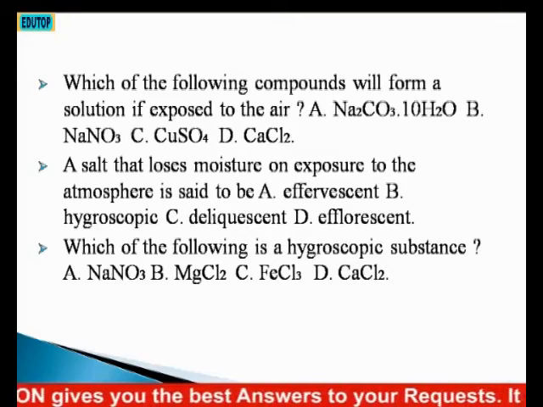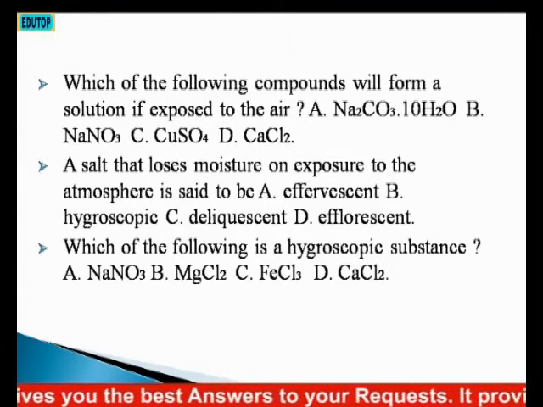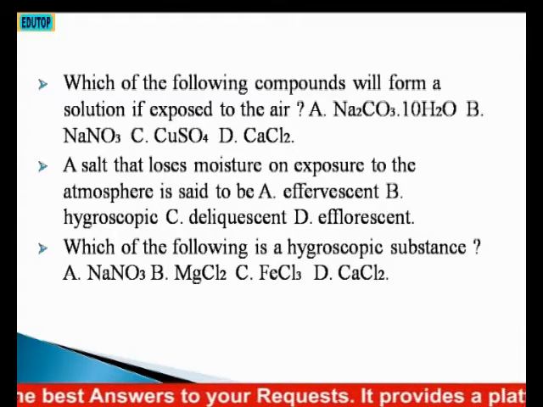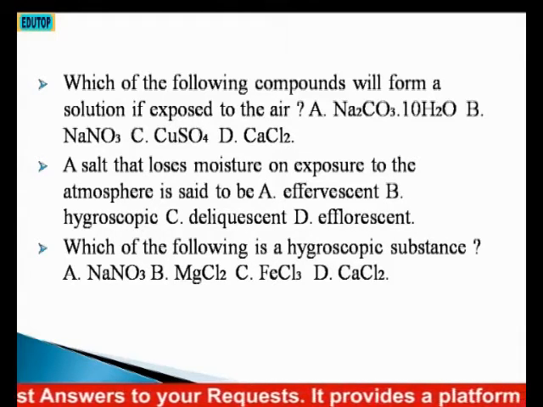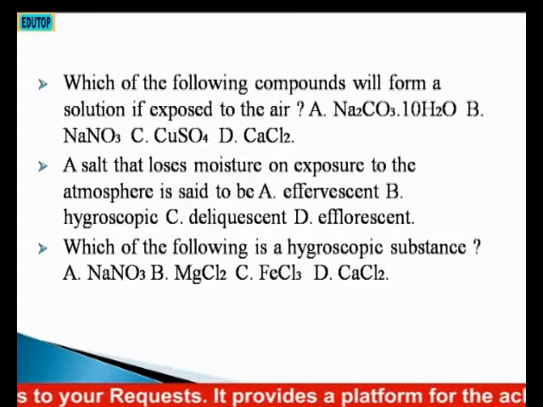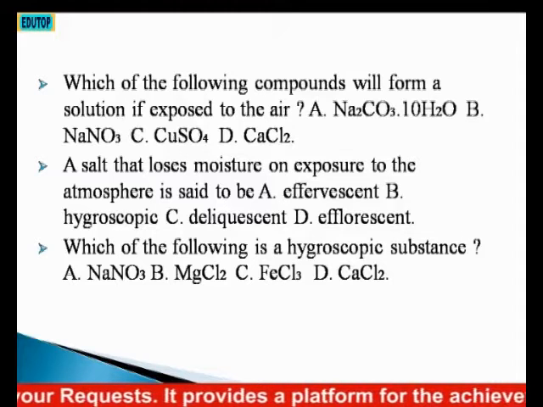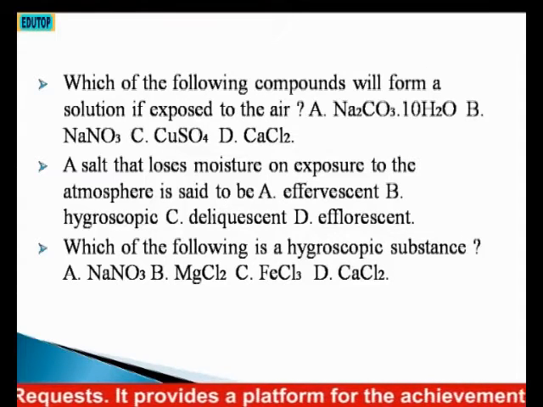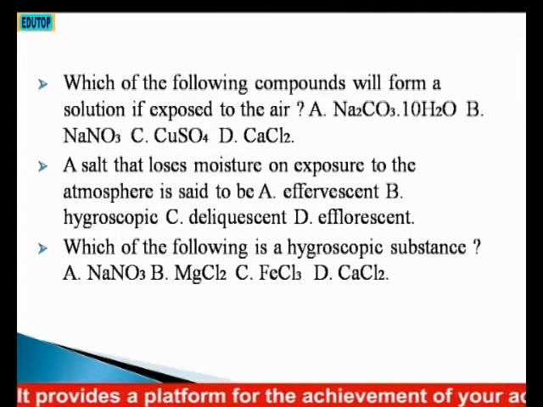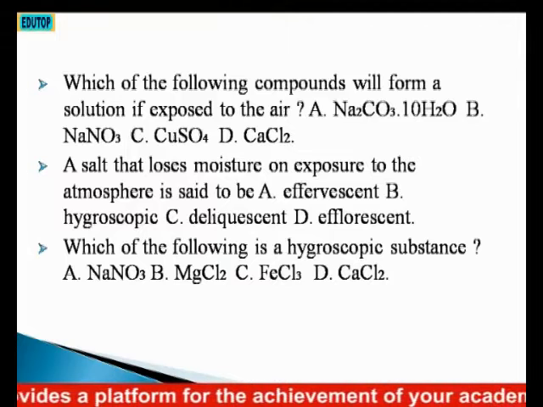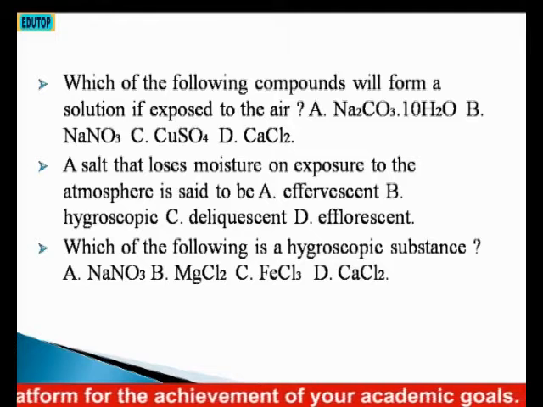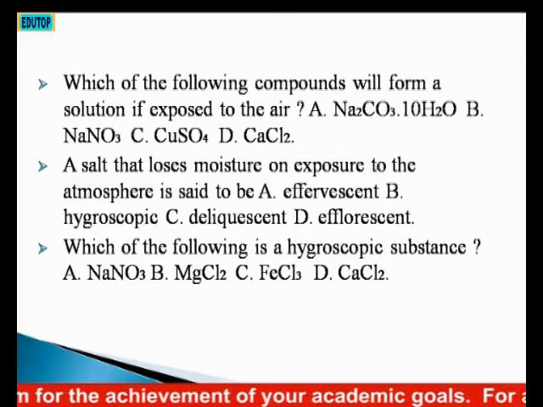Take note. So the only option that will be suitable in this regard will be option A, which is what? Washing soda. Then question 4. A salt that loses moisture on exposure to the atmosphere is said to have undergone efflorescence, because efflorescence is a phenomenon whereby salt, when exposed to the atmosphere, loses water of crystallization, and that is what the question is justifying, that a salt that loses what? Moisture or water of crystallization. That would definitely be what? Efflorescence.